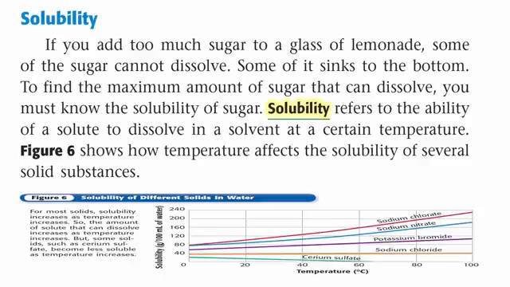Solubility. If you add too much sugar to a glass of lemonade, some of the sugar cannot dissolve. Some of it sinks to the bottom. To find the maximum amount of sugar that can dissolve, you must know the solubility of sugar. Solubility refers to the ability of a solute to dissolve in a solvent at a certain temperature. Figure 6 shows how temperature affects the solubility of several solid substances.